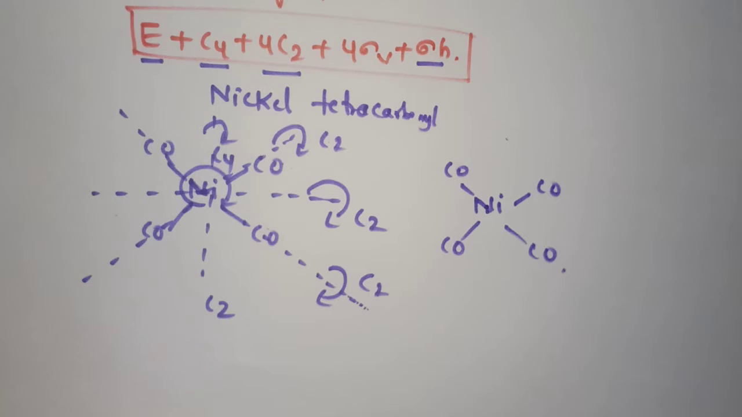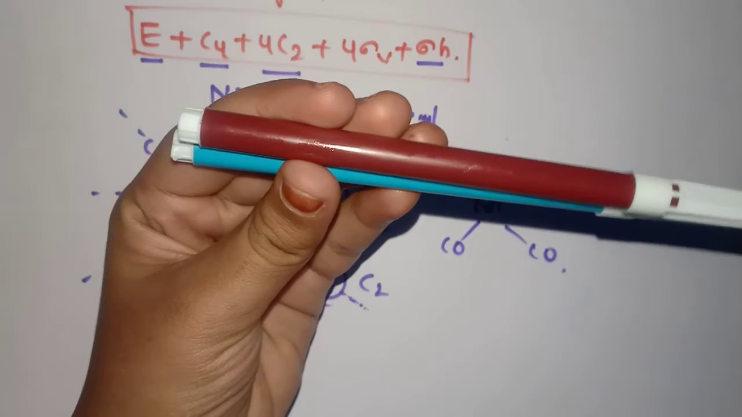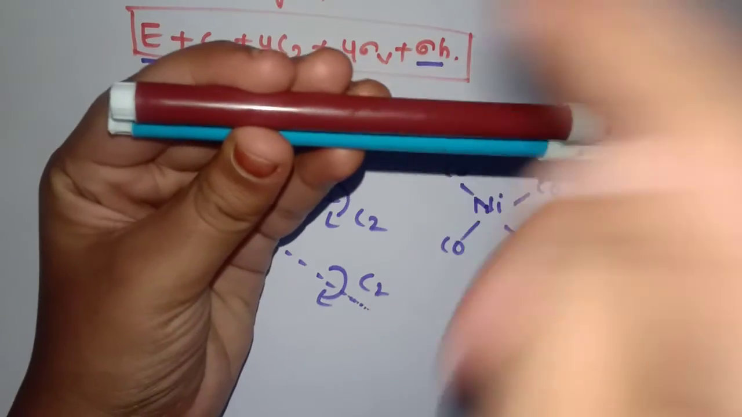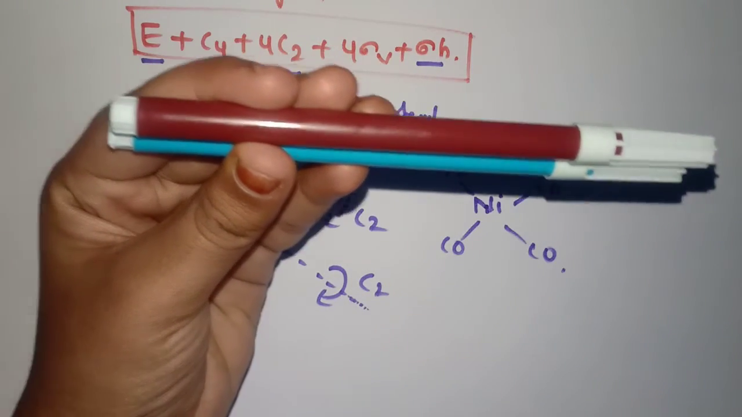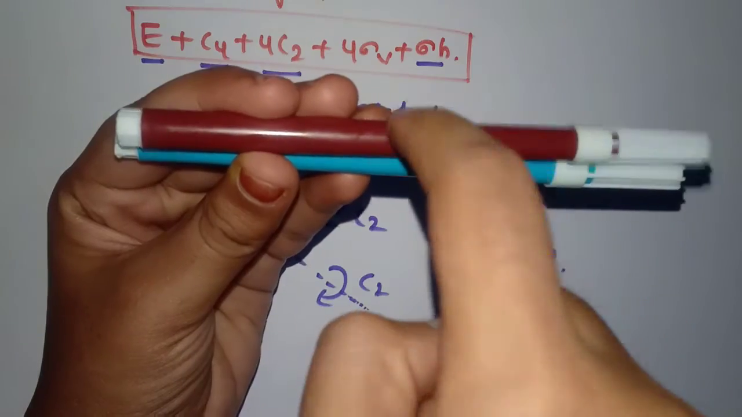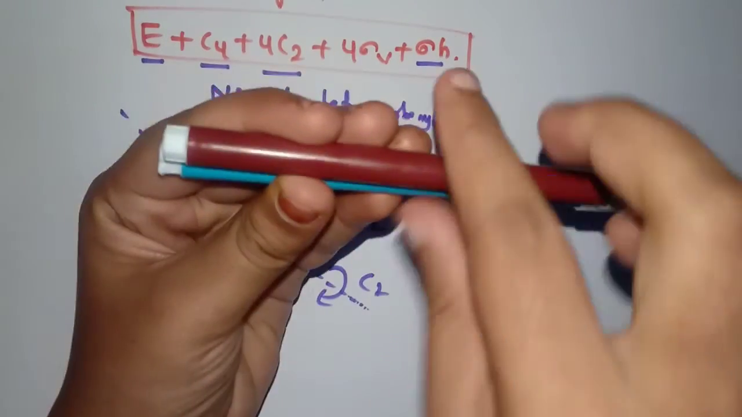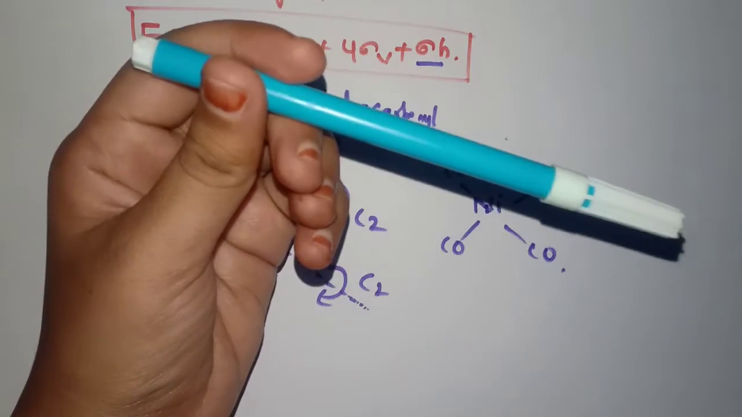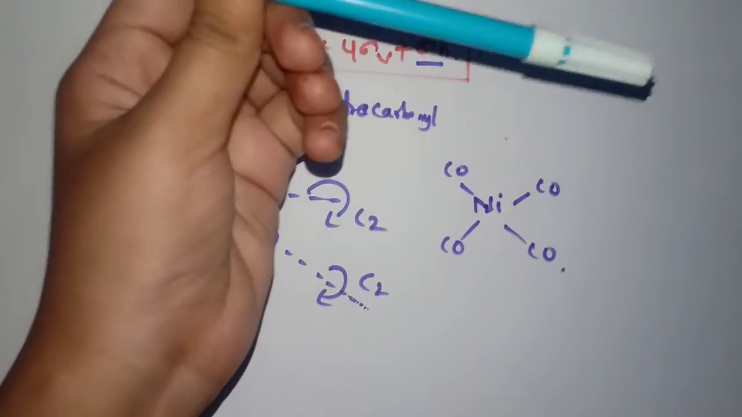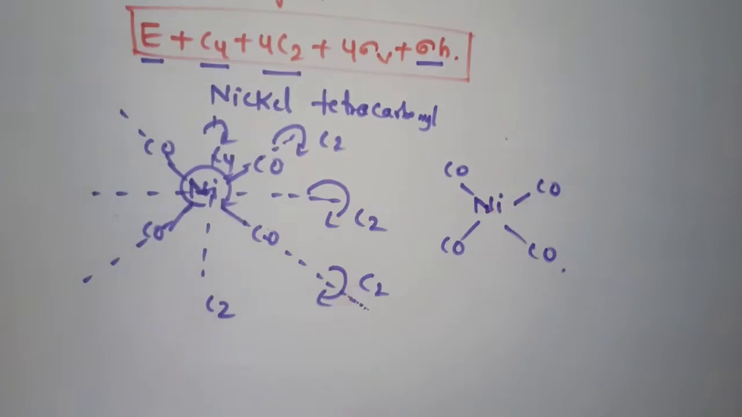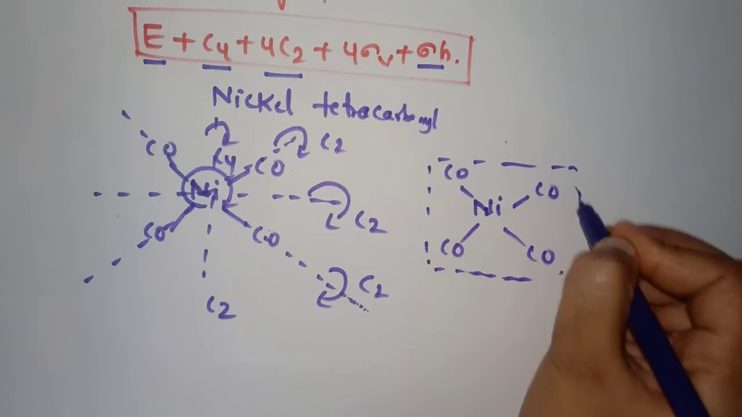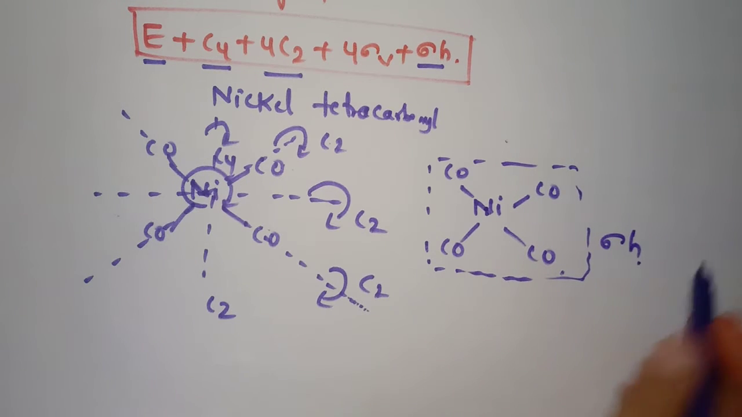To make you better understand, let's take this example. See, if you perform the operation like this, here is the principal axis. Perpendicular to the principal axis is the horizontal plane of symmetry. If you bisect the molecule, half of the Ni(CO)4 molecule will come on the front side and half will go on the back side. These two will be mirror images of each other. So Ni(CO)4 has a plane like this, that is the sigma H plane.